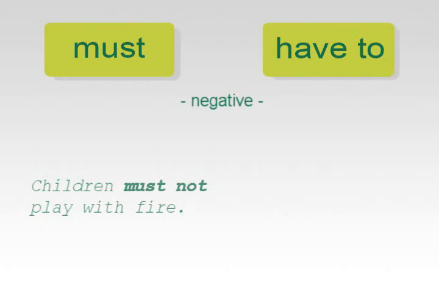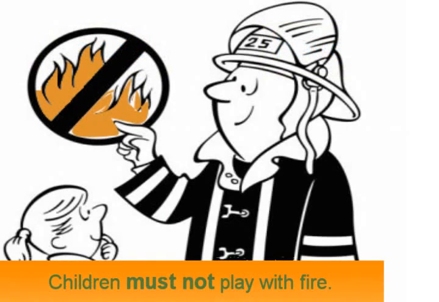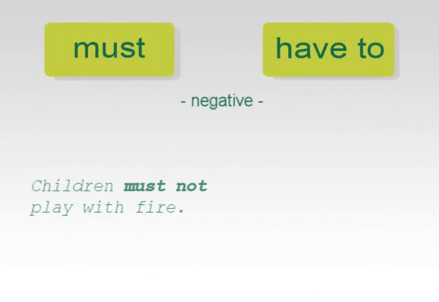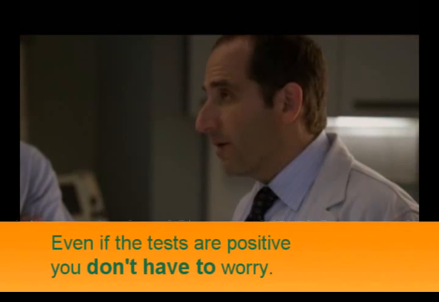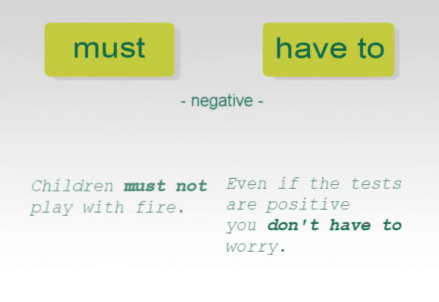Negative form of must is made without do. Children must not play with fire. Negative form of have to is made with the auxiliary verb do. So we have don't have to or doesn't have to. Even if the tests are positive, you don't have to worry.